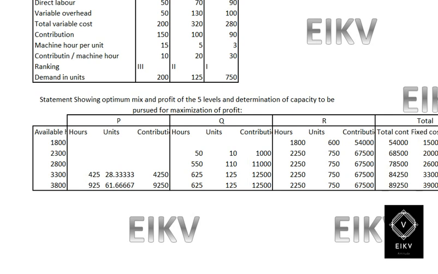So from this table we can take the best combination, or the best product hour allocation, which is 2,800 hours. If the firm has an available 2,800 hours, it is the best, and we can produce the maximum profit of 52,500.